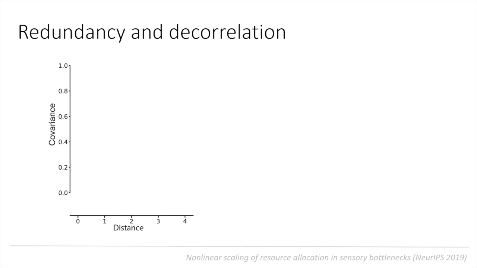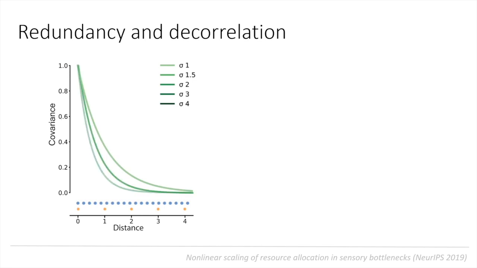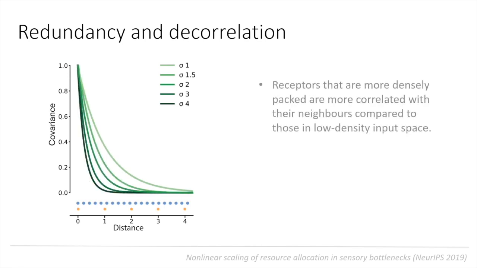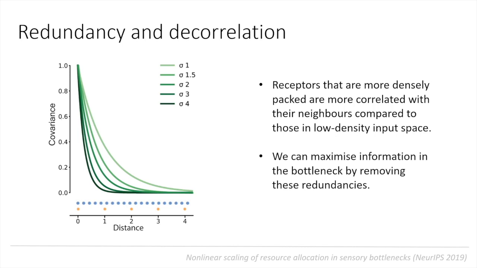Information maximization is achieved by removing correlations from the input signal. Nearby receptors on the sensory sheet tend to be correlated, with the correlations dropping off as a function of the receptor distance. Crucially, neighboring receptors in a high-density input space will be more correlated than those in a low-density input space.